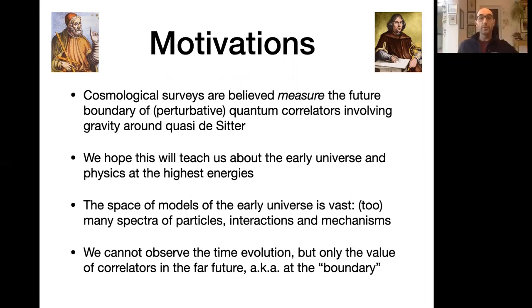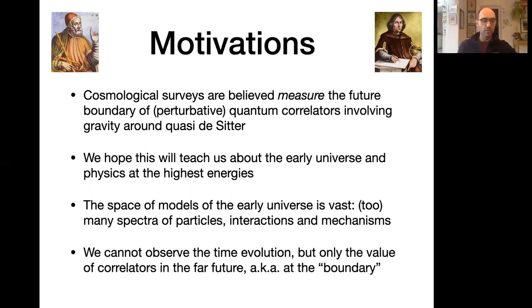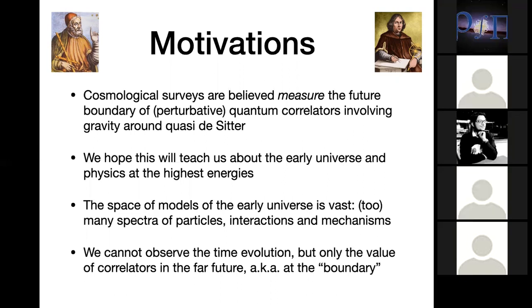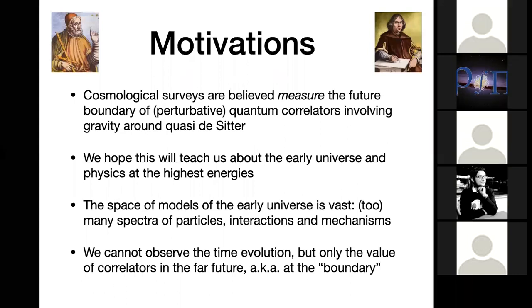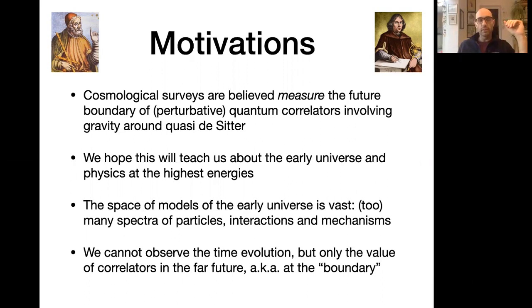So what has become clear in the past 20 or 30 years is that we have the exciting opportunity to look at the sky and measure the distribution of galaxies or of photons in the universe. And by doing that, we're actually experimentally measuring quantum correlators that involve perturbative quantum gravity around quasi-de Sitter space. So we have this exceptional possibility that we can actually measure quantum correlators around de Sitter space experimentally. And so we hope that this opportunity will teach us a great deal about fundamental physics. It will teach us about high energy physics, the perturbative regime of quantum gravity, and perhaps some symmetries of the non-perturbative regime. And perhaps it will allow us to discover new particles and new interactions.